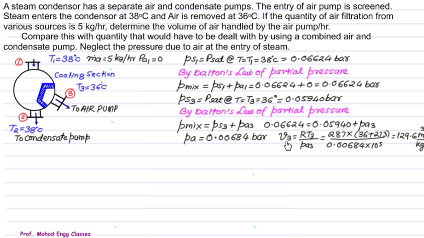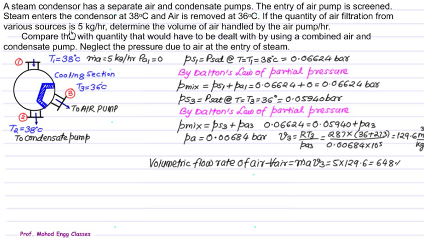Once we know the partial pressure, we can apply the ideal gas equation to find the specific volume of air at section 3. So V3 is equal to R T3 divided by PA3. R is 287, temperature at 3 in Kelvin is 36 plus 273, and partial pressure is 0.00684 times 10 to the power 5. So the specific volume at section 3 is 129.6 meter cube per kg.